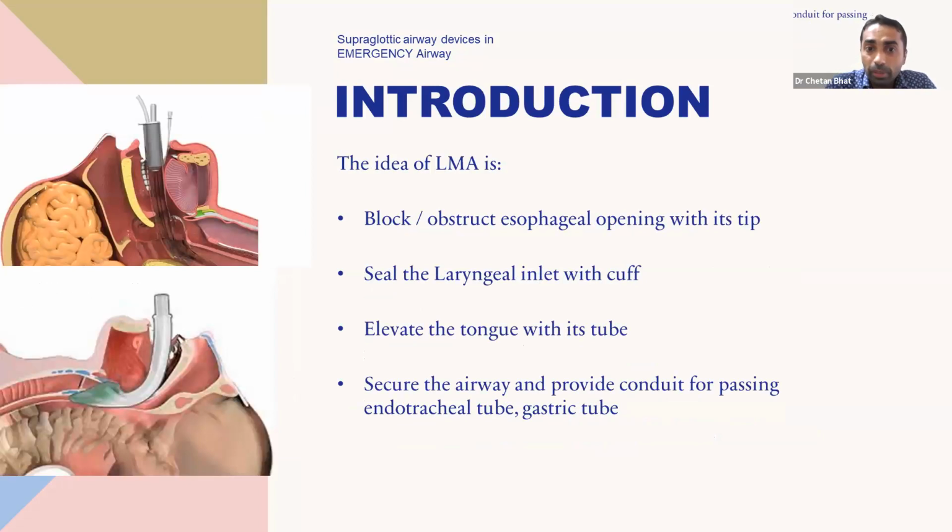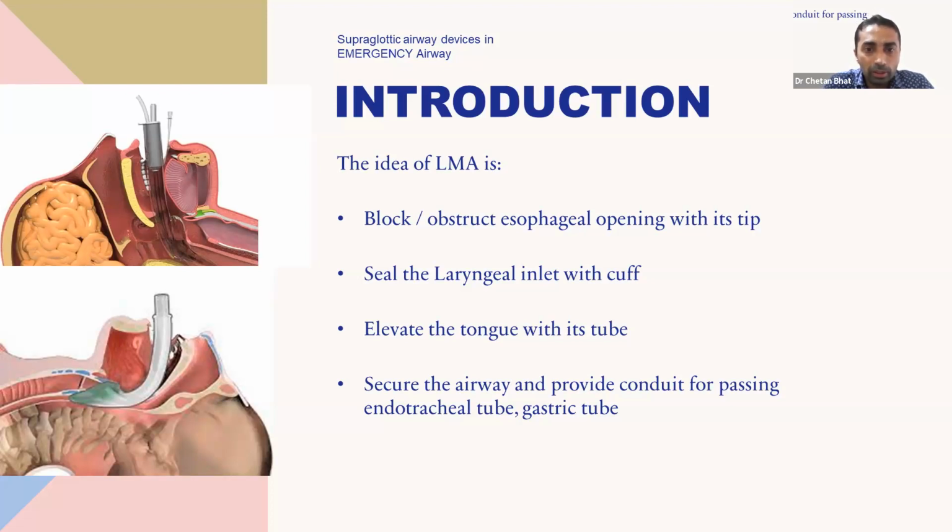So the idea of LMA is to block or obstruct the esophageal opening with its tip. So with its tip, it is blocking the esophageal opening. And then it seals the laryngeal inlet with its cuff. And because the oral cavity also has a bigger organ, the tongue, which normally obstructs, and along with that the epiglottis also, it elevates or moves away the tongue and the epiglottis away from maintaining the airway.